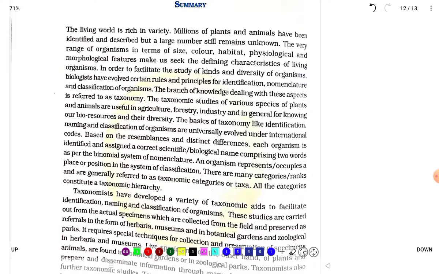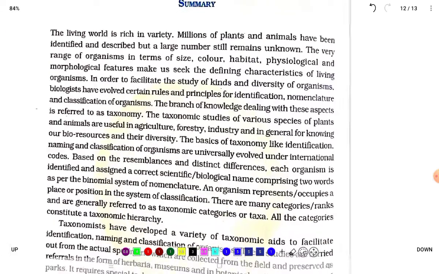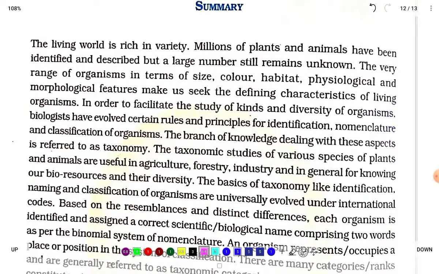The branch of knowledge dealing with these aspects is referred to as taxonomy. See, what is taxonomy? The taxonomy definition is given here. Certain rules and principles for identification, nomenclature, and classification of organisms. The branch of knowledge dealing with these aspects is referred to as taxonomy. Okay, this is the definition of taxonomy.